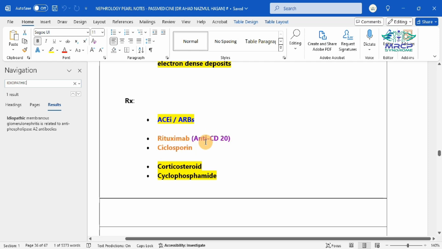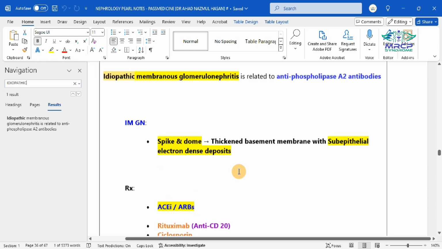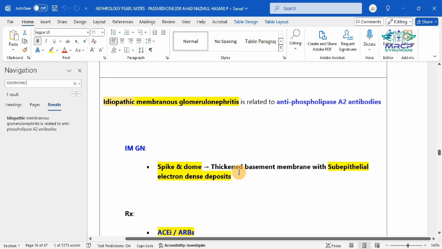Step 2 would be a calcineurin inhibitor like cyclosporine. And if there is no response, we will be going for the 2C. So in case of the idiopathic variant, stepwise 4C. But in case of a typical variant, it means they will be associated with cancer or some other infective etiology. And idiopathic means there would be no underlying cause, and this is related to anti-phospholipase A2 antibodies.